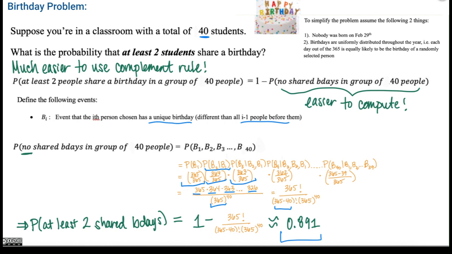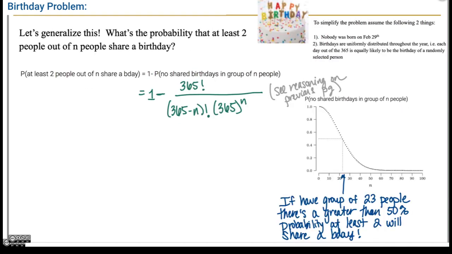Fun fact about this is you can generalize it. I think you can start to see the pattern here that once you pick the number of students or the number of people in the room, you change that 40 just to an n. And so if we do that, this is the probability of at least 2 people out of n people sharing a birthday. And this is a plot. This is just the plot of the no shared birthday. So just this part here, not the 1 minus. And so we can see that as soon as you have a group of 23 people, that's going to hit the cutoff right here at 50%. Then there's a 50% probability at least 2 of them will share a birthday.